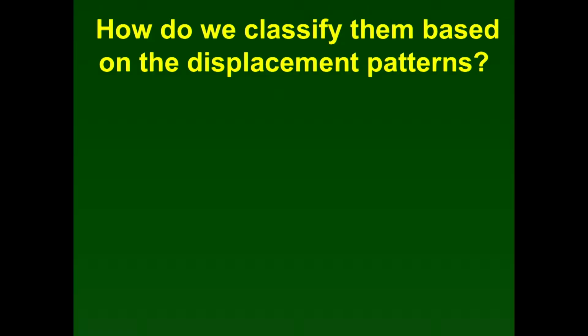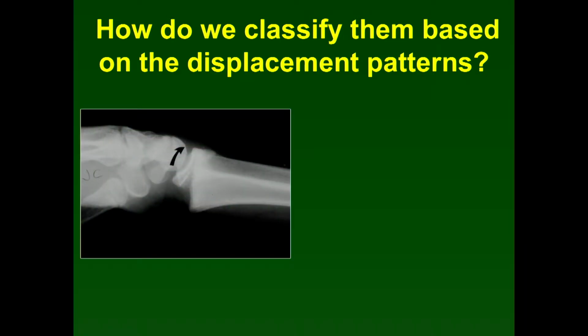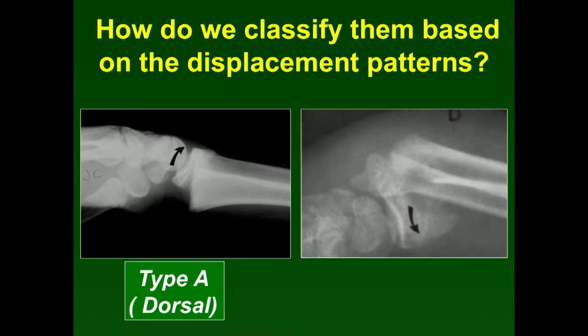What does tell you the treatment? There's another classification. The displacement. That's right. We do classify them based upon the displacement patterns. And so what's this one? Dorsal. And do we name it? Dorsal is A. Type A, that's correct. Okay, so what's this one? Type B. Yeah, very good. You know your alphabet. Very good. You learned that in grade school, I guess.